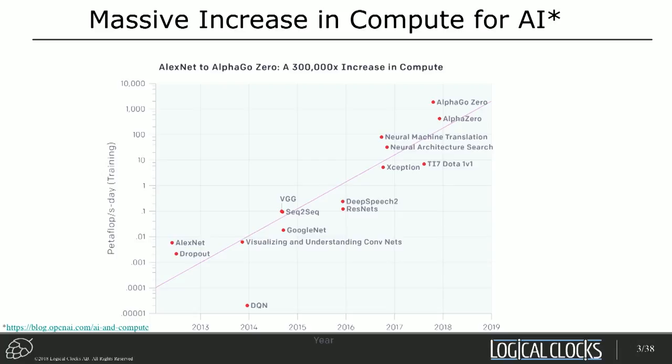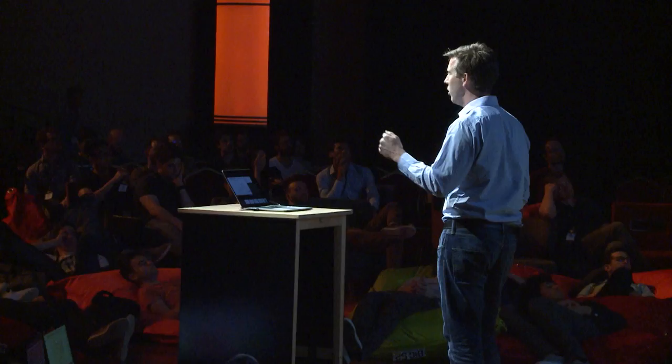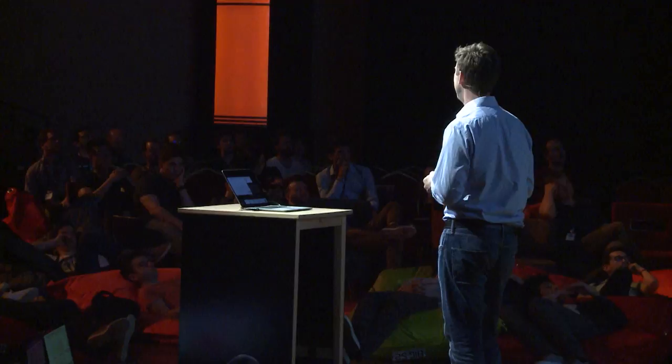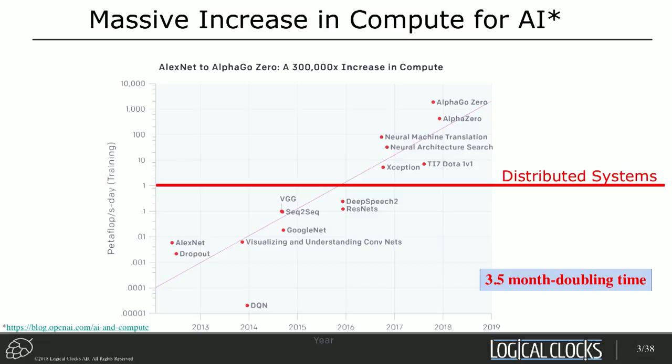If you compare that with Moore's Law, in Moore's Law, every 18 months, we double the number of transistors on a chip. NVIDIA haven't managed to do that. They haven't doubled the number of cores every 3.5 months. What happened was we hit a wall around 2016. And if you think about CPUs, they hit a wall and they went to multi-core. Well, in AI, we went to distributed systems. If you look at AlphaGo, AlphaGo would not have beaten the world's best Go player if it wasn't distributed.